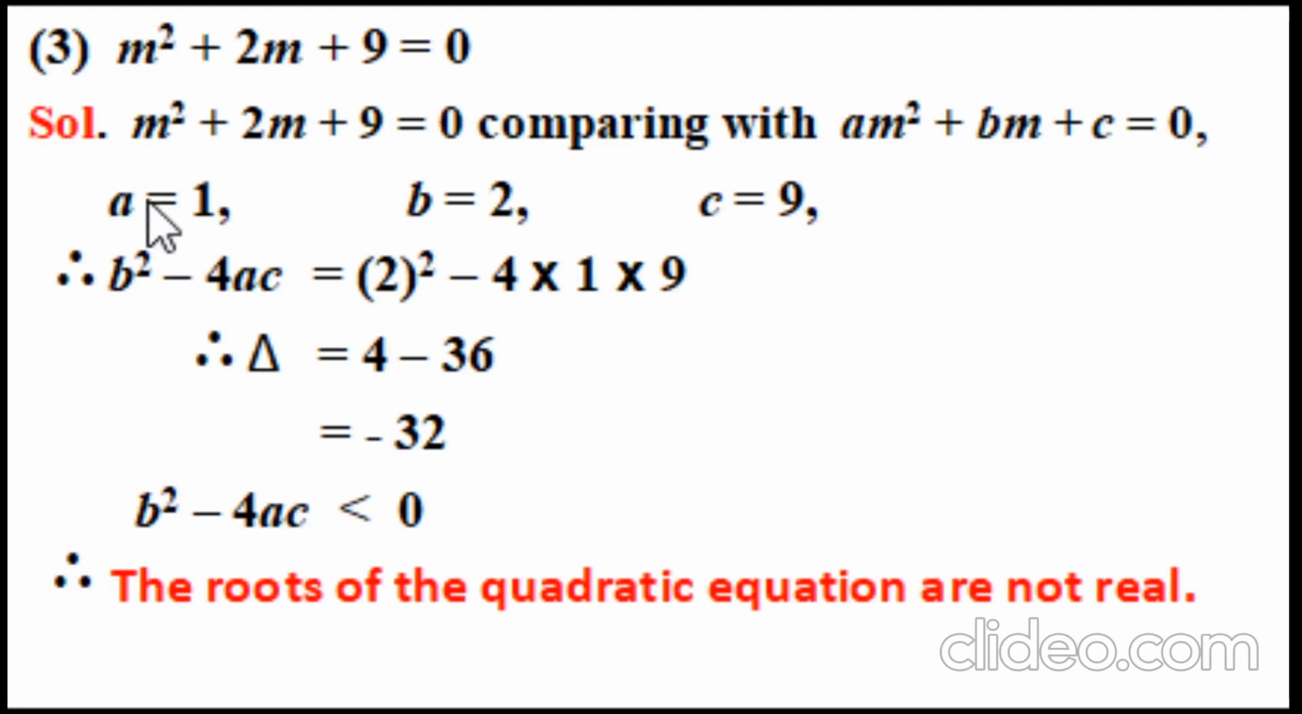Then the third one, m square plus 2m plus 9 is equal to 0. Comparing with m square plus bm plus c is equal to 0, we get a as 1, b as 2 and c as 9. So find the value of b square minus 4ac. We get square of 2 minus 4 into 1 into 9, that is 4 minus 36, we get negative 32. This delta is less than 0. That means b square minus 4ac is less than 0. Therefore, the roots of the quadratic equation are not real.